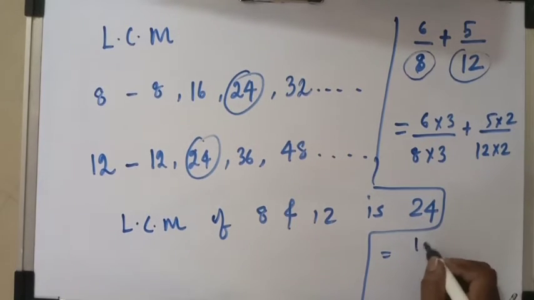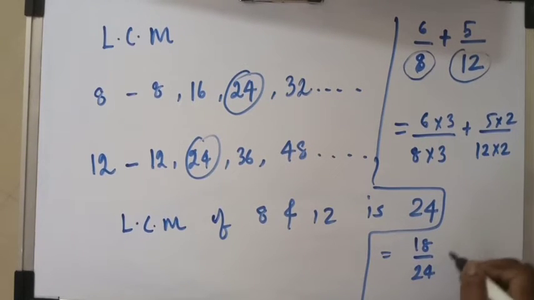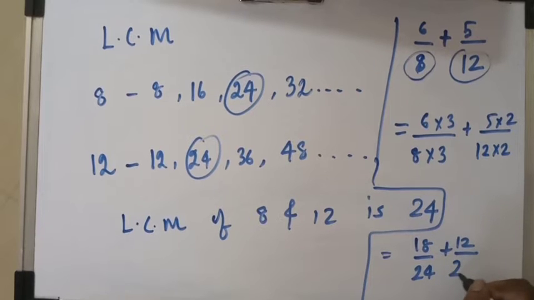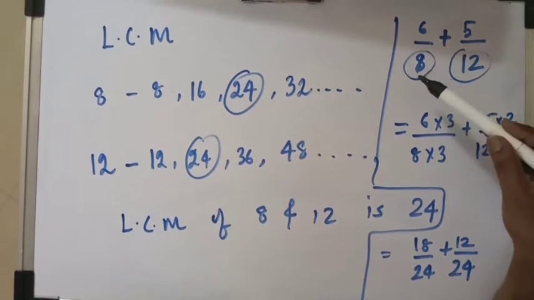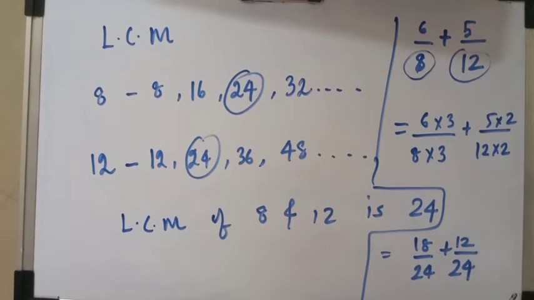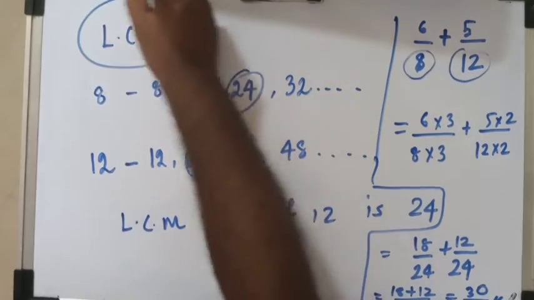What happens? 6 3s is 18, 8 3s are 24, 5 2s are 10, 12 2s are 24. Now the denominator became 24. That means I converted 8 and 12 into their least common multiple. And now what can I do? I can add the numerators directly, getting 23 upon 24. So this is how I solve a fraction using least common multiple.